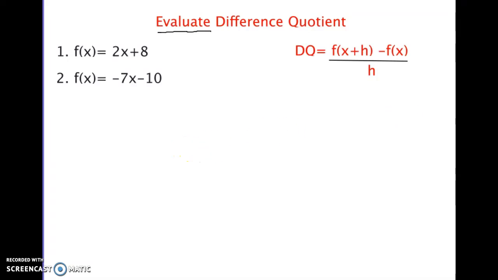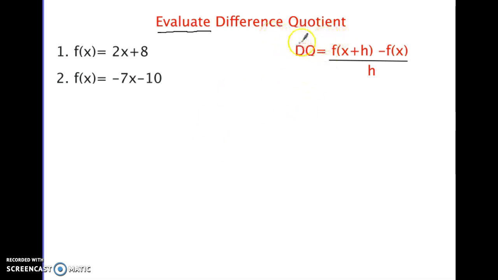Hi, in this video we're going to discuss how to evaluate a difference quotient. This is a main definition that you need to know before you take a calculus class. In this video I'm not explaining why this is important in calculus and how it's used. I'm just showing you how to evaluate the difference quotient.